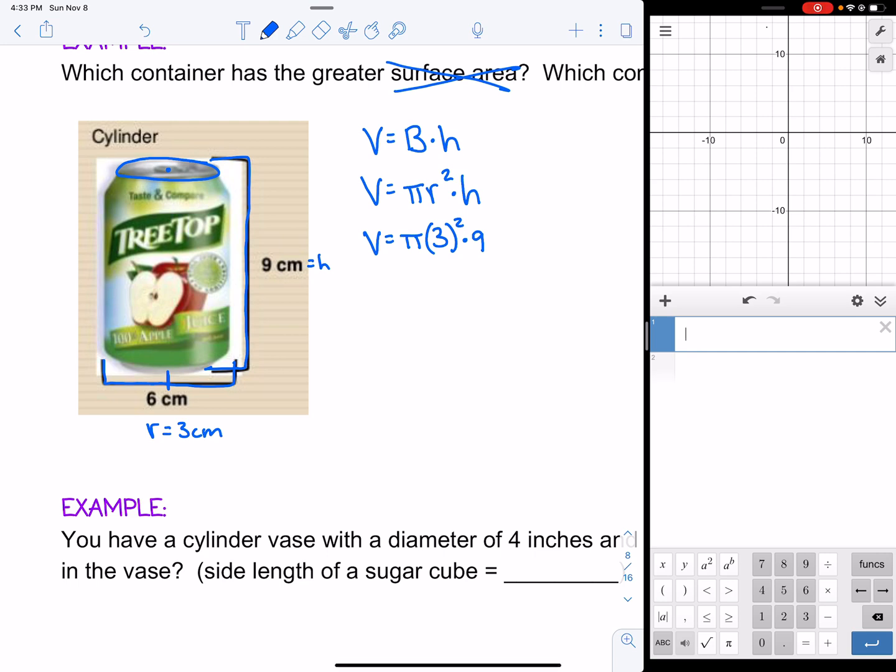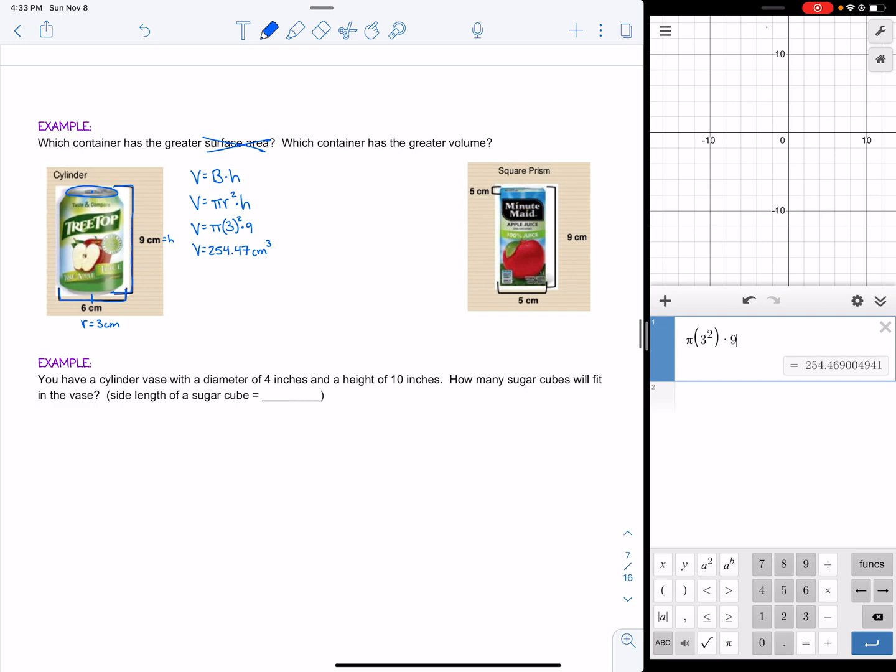And they've labeled that it goes from the top of the can down to the bottom of the can. All right, so let's calculate. We've got pi on our keyboard at the bottom. We're going to say pi times 3 squared times 9. So we get 254.47 cubic centimeters for the cylindrical juice can.